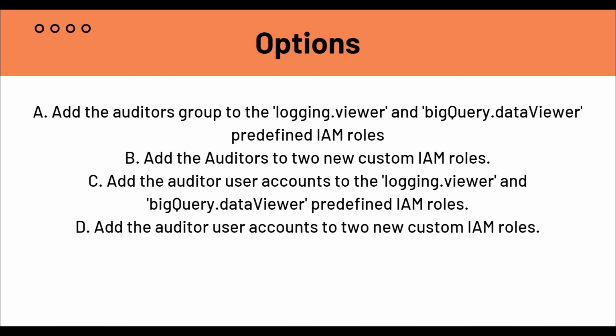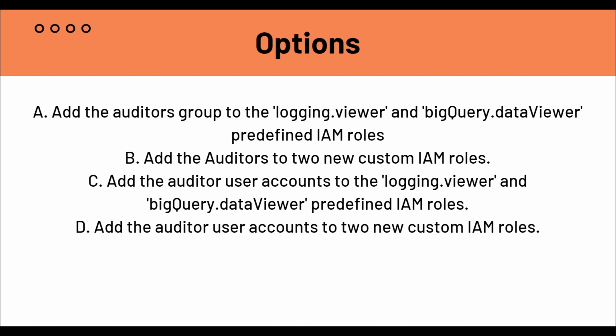Option A, add the auditors group to the logging viewer and BigQuery data viewer predefined IAM roles. B, add the auditors to 2 new custom IAM roles. C, add the auditor user account to the logging viewer and BigQuery data viewer predefined IAM roles. D, add the auditor user accounts to 2 new custom IAM roles.